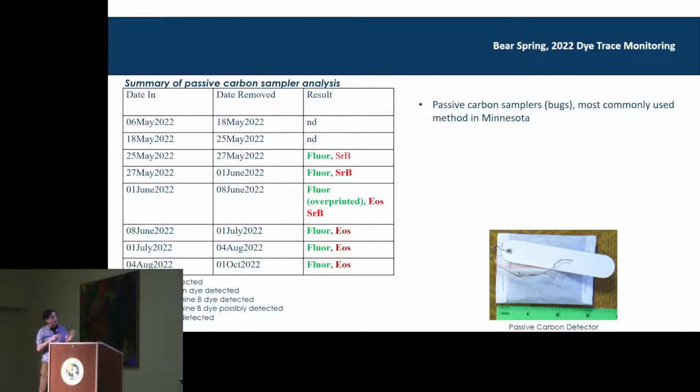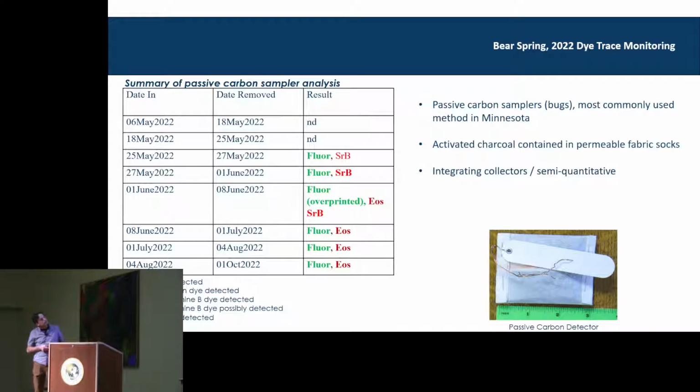As I mentioned, the passive carbon samplers are the most commonly used method. They're really a dependable method, and they're also a low-cost method. You're not running out to change auto samplers or running hundreds of samples from your carousels, and they provide us with really good inferred groundwater flow directions for spring shed delineation.